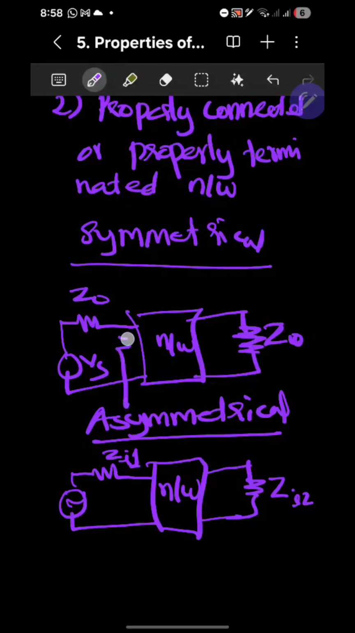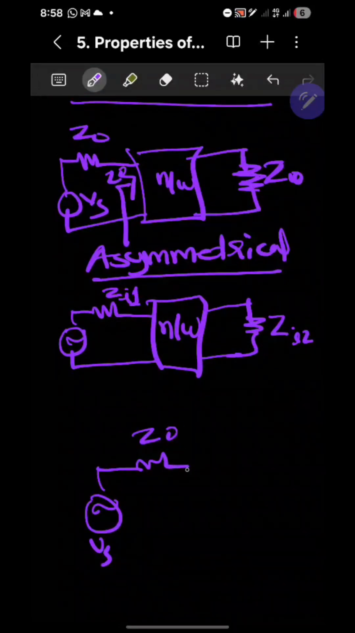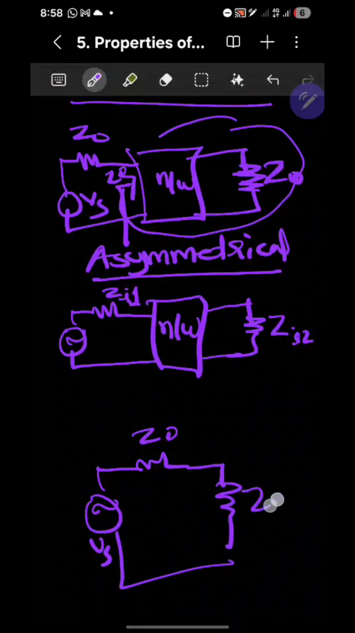If you are looking from here, what are we seeing? Z0. So if you rewrite the first network, we have a source and we have a Z0 here, and if we are looking from here also, this complete network we can replace by an impedance of Z0. This satisfies the maximum power transfer theorem, right? If it is resistance, then the maximum power will be delivered from here to here, because both resistances should be equal; only then will the maximum power be delivered.